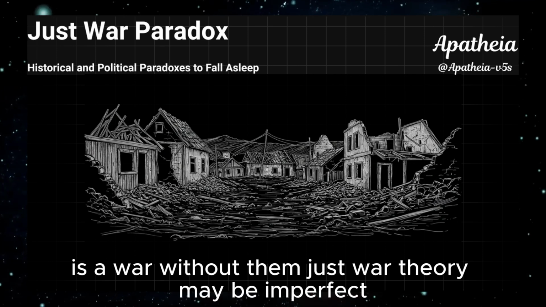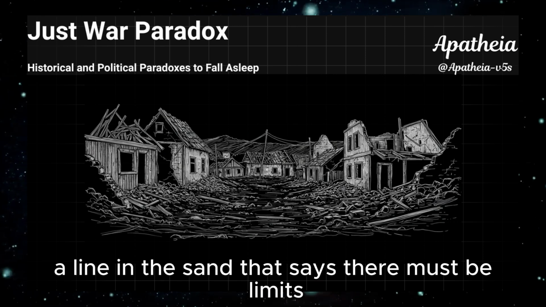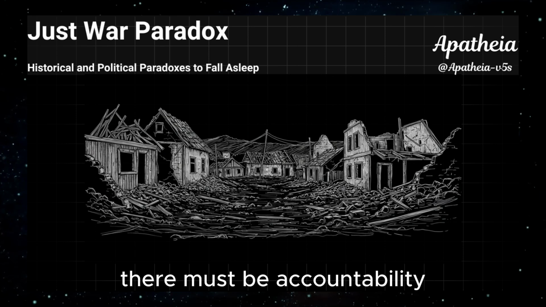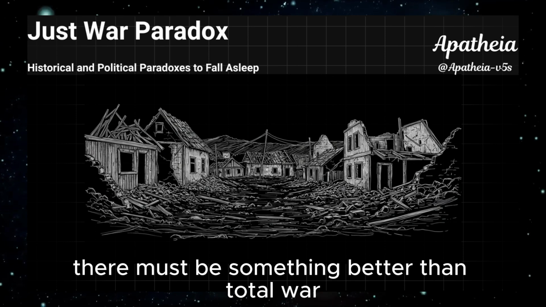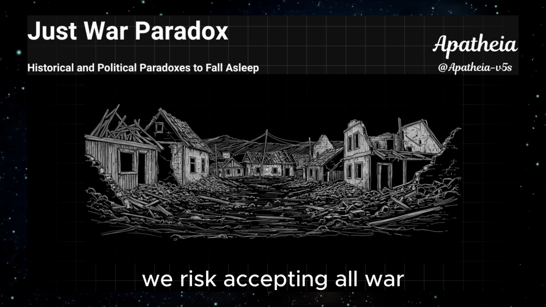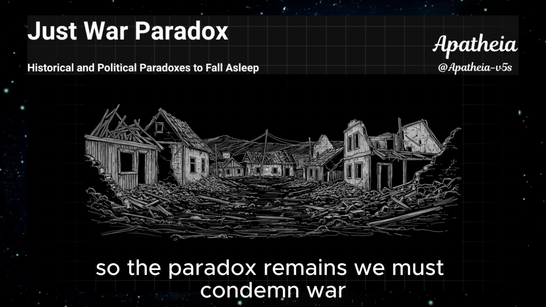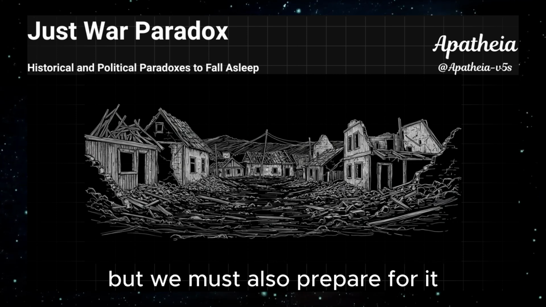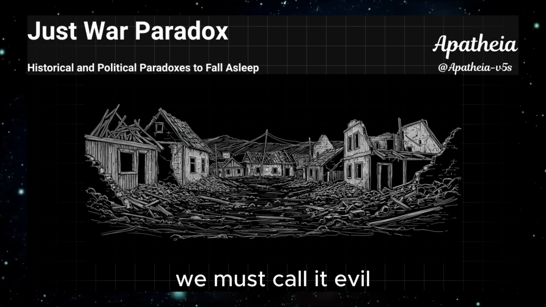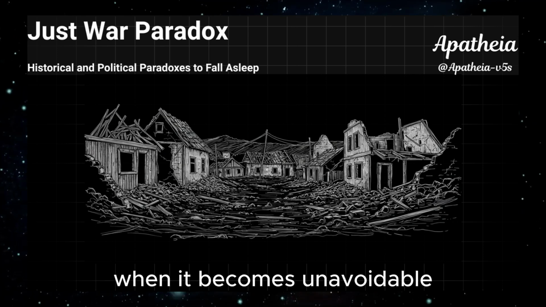Just war theory may be imperfect, but it's a boundary, a line in the sand that says there must be limits, there must be accountability, there must be something better than total war. Because if we abandon the idea of just war, we risk accepting all war, and that is far more dangerous. So the paradox remains: we must condemn war, but we must also prepare for it. We must call it evil, but we must ask how to make it less evil when it becomes unavoidable.